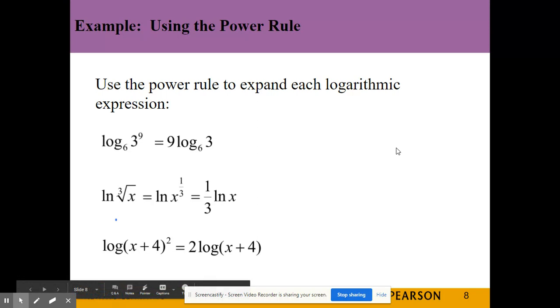Notice how here you have the x plus 4 squared. So then the x plus 4 stays. That 2 becomes 2 as multiplication on the outside.